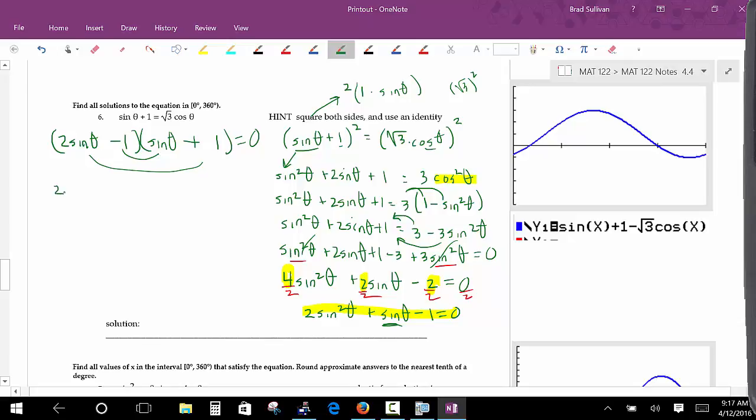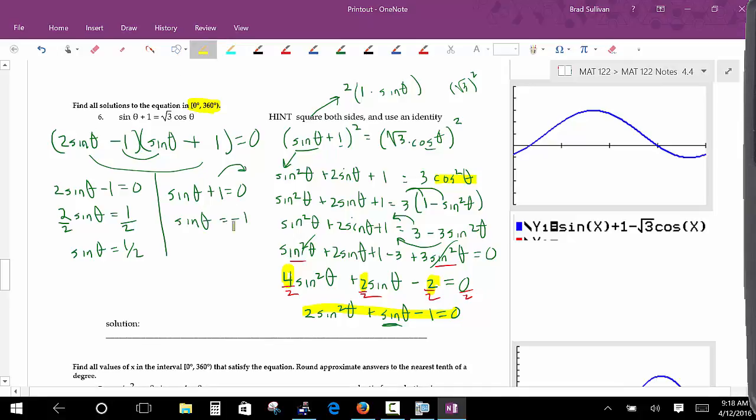Okay, now from here, pretty similar to what we've been doing on these, set each factor to 0 and then solve. Now I think the directions on this problem also say give me angle answers, so you got to pay attention to that too. Usually you're going to give radian answers, but sometimes you can give angle answers. So if we do this, this factor you can rearrange in your head. You would have 2 sine theta equals 1. Then you can divide by 2, so you'd have sine theta equals 1/2. Then this one you can isolate the sine and get sine theta equals -1.